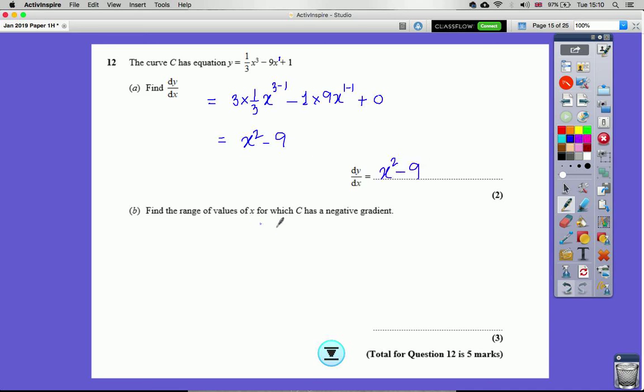Find the range of values of x for which C has a negative gradient. So x squared minus 9 has to be less than 0. x squared has to be less than 9. Now if I square root both sides, if x squared is equal to 9, x will be plus or minus 3. So my final answer is going to be x is less than positive 3, but x is greater than negative 3.